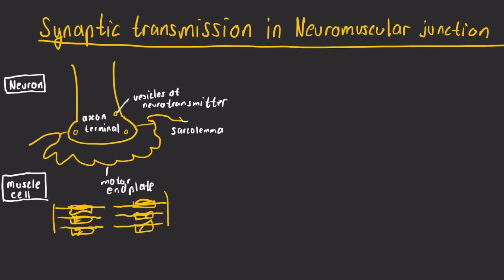So step 1. Just like the neurons, the action potential eventually reaches the axon terminal, and this will cause the opening of those calcium voltage-gated channels, and we have the neurotransmitters eventually being released.